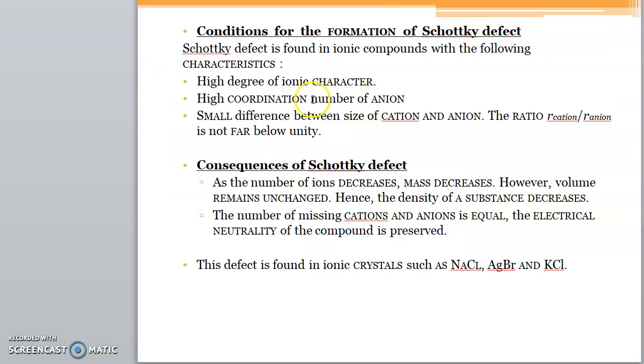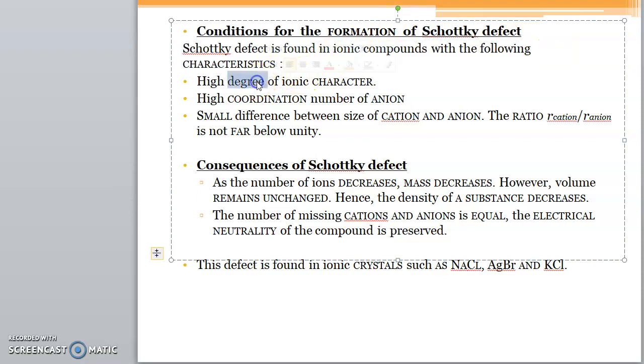Okay, now these are the conditions for the formation of Schottky defect. So what makes this defect arise? As I said, it is found in ionic compounds. This defect is formed if there's a high degree of ionic character, high coordination number of anion, and if there's a small difference between size of cation and anion, which means the ratio of the radius of cation and anion is not far below unity. Okay, so there's hardly any difference. What is the meaning of ratio being unity? That means radius of cation and anion will be the same, but it's not the same, there's a slight difference.